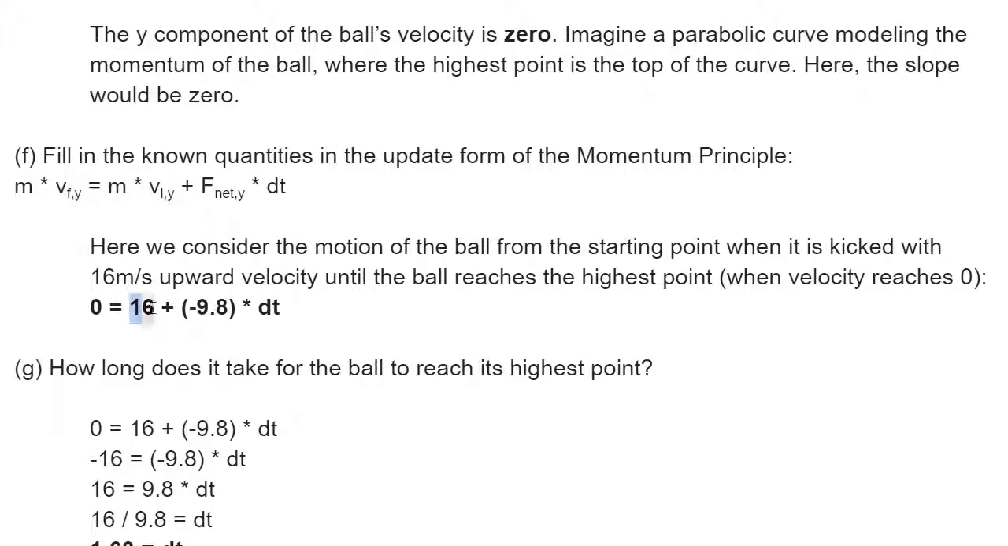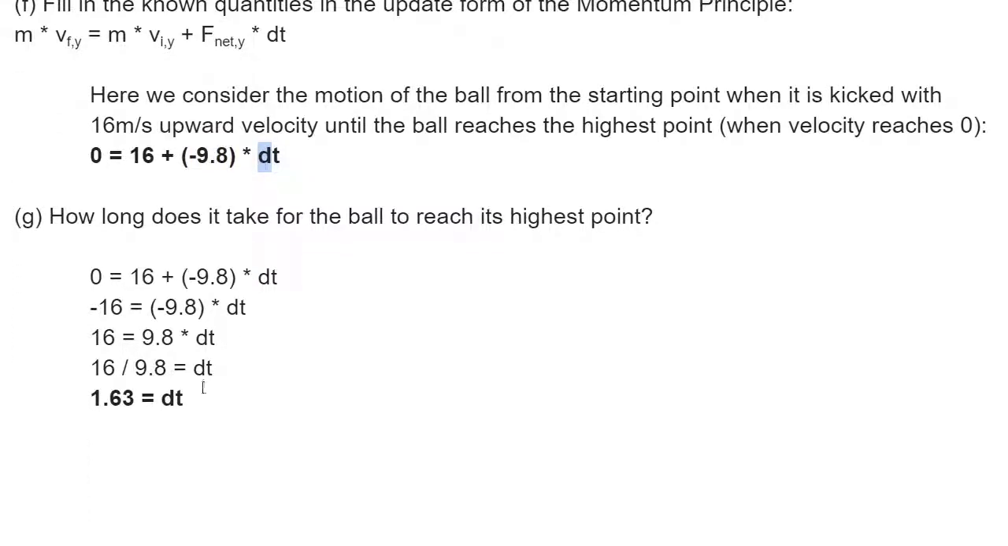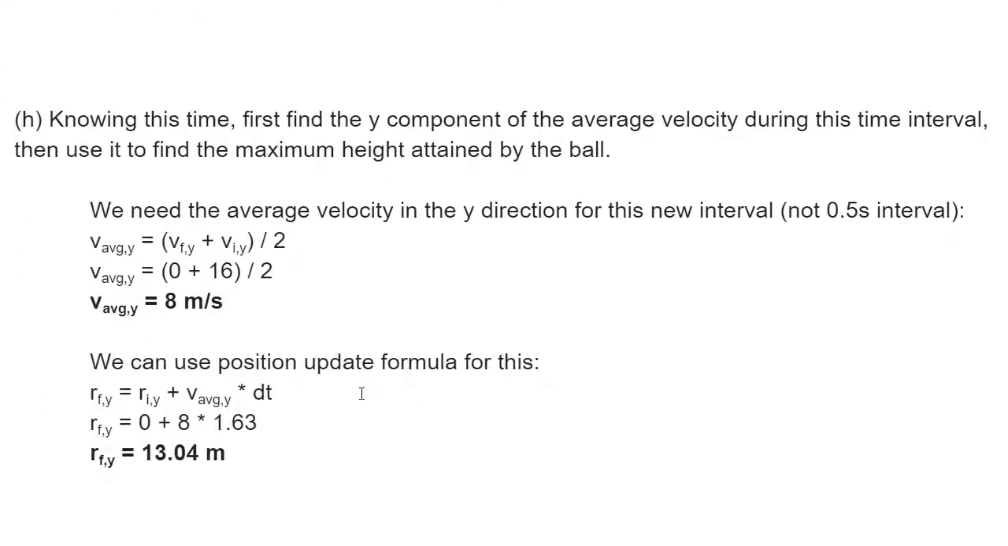We have a 16 meters per second upward velocity from when the ball is kicked initially. We have this negative 9.8 meters per second squared acceleration due to gravity. We have our change in time. So for part G, they actually want us to solve for that change in time, and we get 1.63 seconds. That's how long it takes the ball to get to its highest point in the parabola.